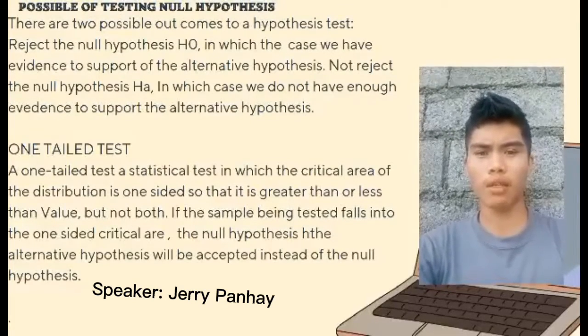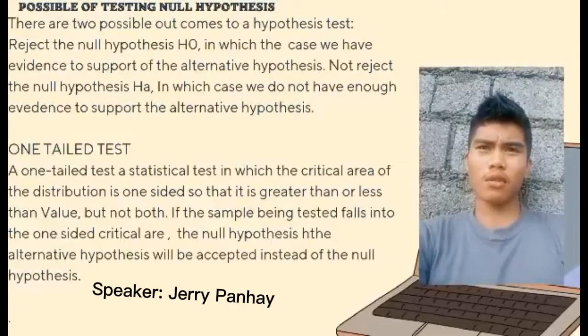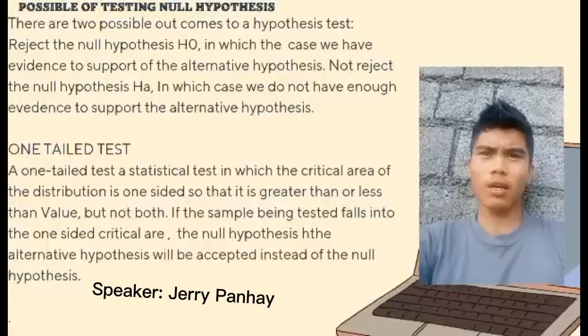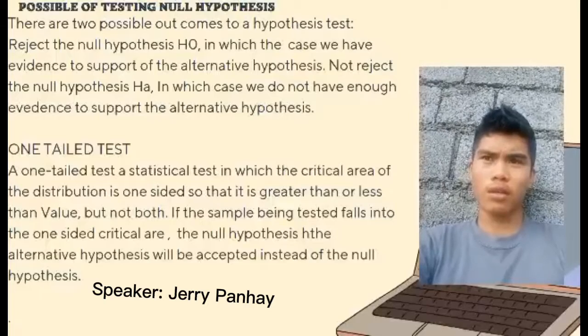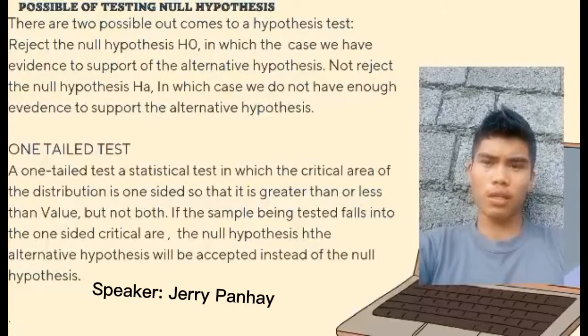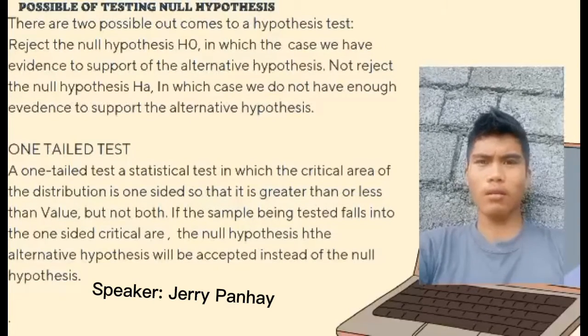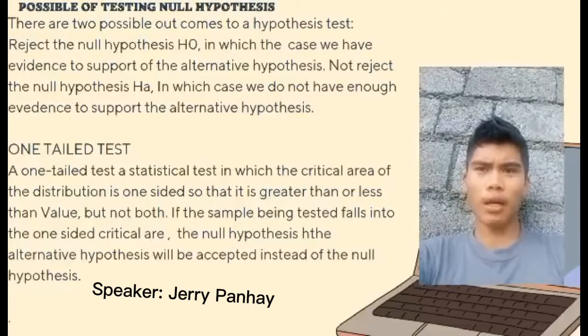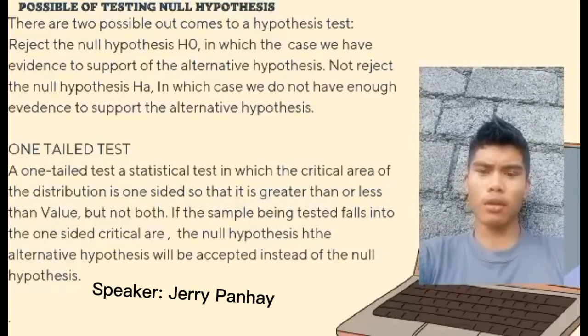We perform a one-tailed test. If the statistic falls inside the critical region, the null hypothesis is rejected at the chosen significance level. Then only your alternative hypothesis is accepted, because you believe it is greater than or less than your critical value.